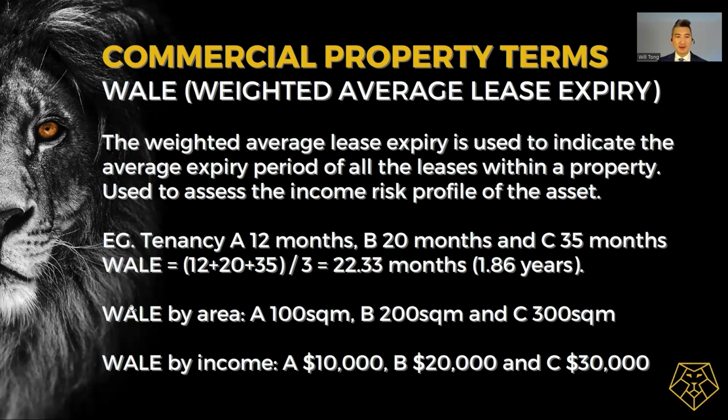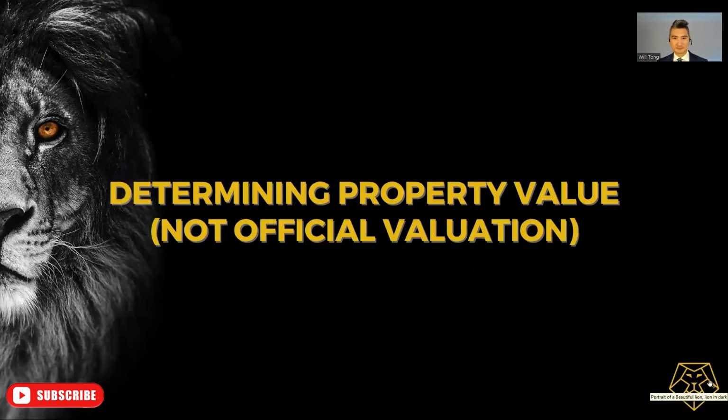Now, you can also calculate WALE by lettable area. And you can also calculate WALE by income as well. Which would then give you an indication of how many square meters inside my building is up for expiry, and also in terms of income as well.